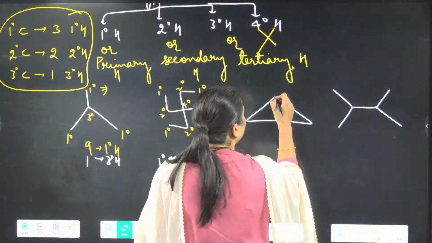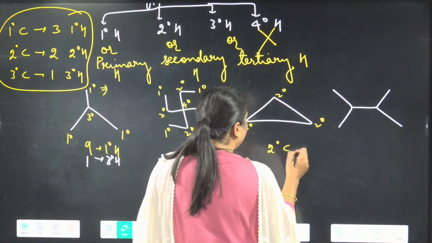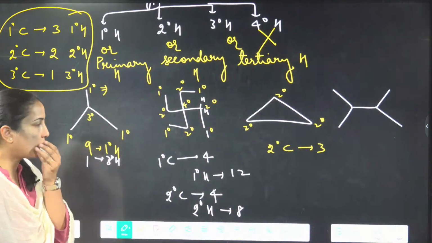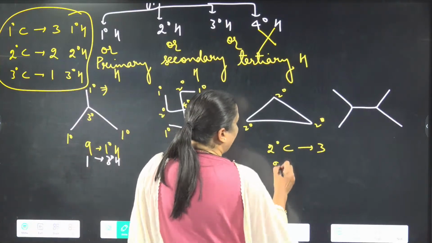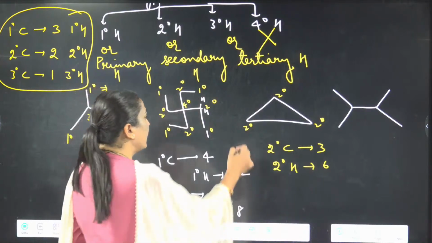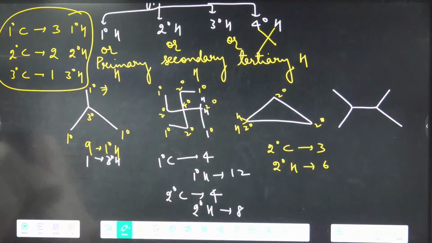Now here, all of them, this is 2-degree, this is also 2-degree, this is also 2-degree. So 2-degree carbons, how many? 3. Okay. How many 2-degree hydrogens? It will be 6, because each 2-degree carbon will have 2 hydrogens.